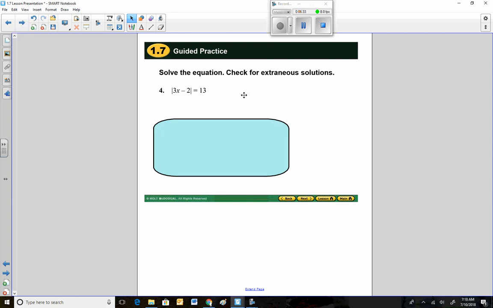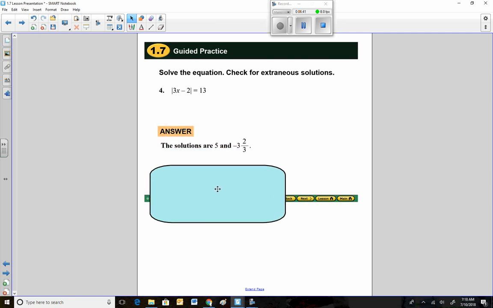Okay, here we go again. We have to solve this equation. So pause your video, give it a try. Welcome back. Let's see how you did. You should have been able to get 5 and negative 3 and 2/3. Now, if you got negative 11/3, you're fine. Or 3.66, negative 3.66, your choice.